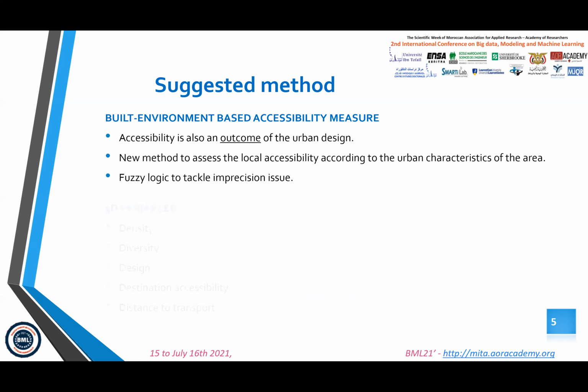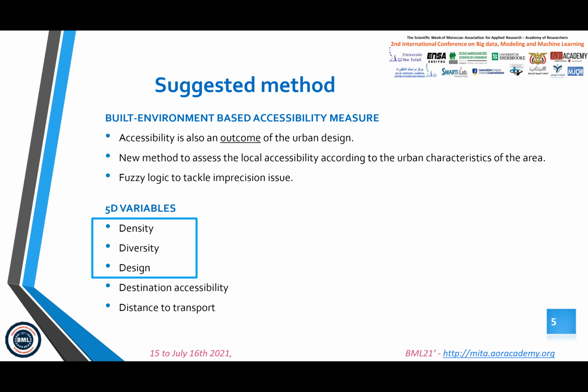To measure the impact of land use on travel behavior, five characteristics are studied, also called 5D variables, standing for density, diversity, design, destination accessibility, and distance to transport. For our study, we chose to limit our research to the first three, considered by the scientific literature to be the key factors that most influence active transportation modes.